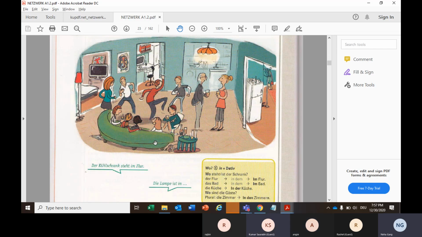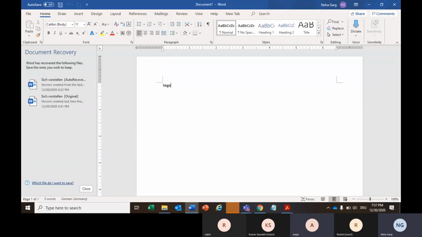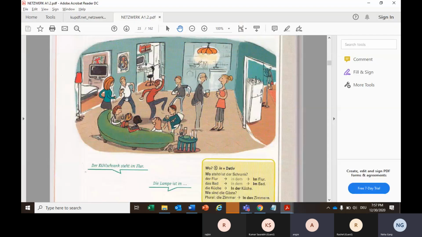Die Bücher sind über dem Computer. Sind is basically to be replaced with liegen here. Die Bücher liegen. They are laid there or they are kept there. Okay, wrong verb. Die Bücher liegen über dem Computer. Das ist richtig. Der Fernseher ist in dem Zimmer.